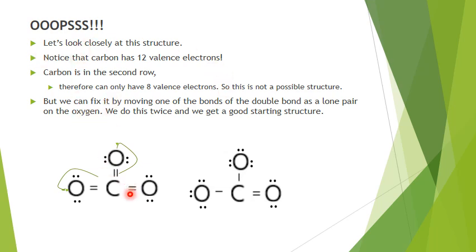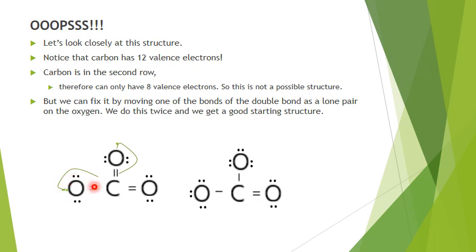Okay, take a look at the carbon. Carbon has 2, 4, 6, 8, 10, 12 valence electrons. And that's impossible, because carbon cannot expand its octet because it's found in the second row. So this is the wrong structure. So what can we do? Well, because the pi bond can move onto the oxygen as a lone pair, we can fix it.